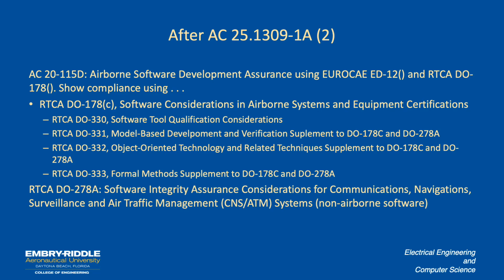The other document referenced here, the DO-278, which is referenced in 331 and 332, is Software Integrity Assurance Considerations for Communication, Navigation, Surveillance, and Air Traffic Management Systems. This is software on ground-based systems, and the FAA has different guidance for airborne systems and ground-based systems. I think the special committees working on 178C were really hopeful that they could sell the FAA on a single set of software considerations, regardless of whether the system was airborne or ground-based, but that didn't happen.